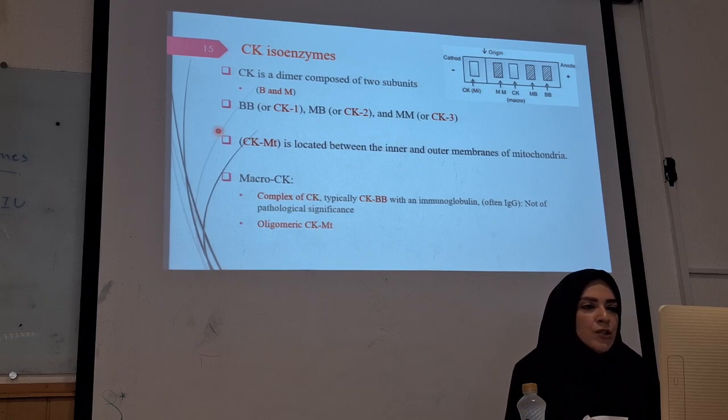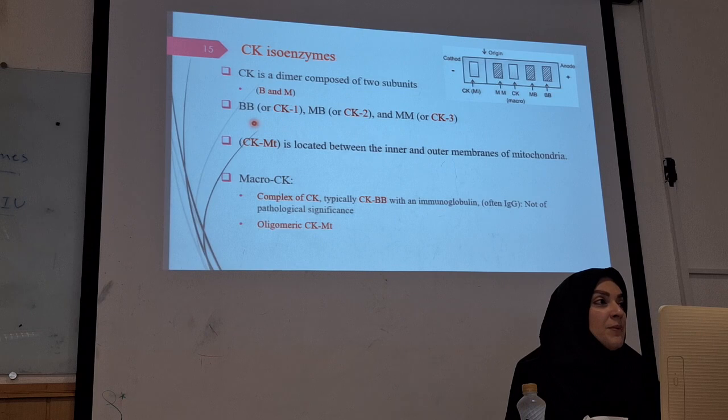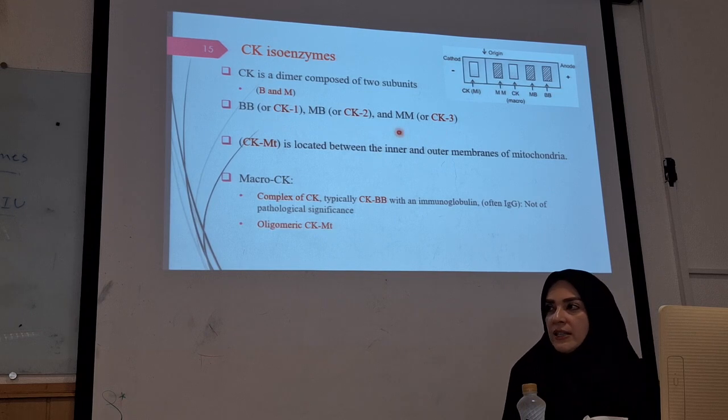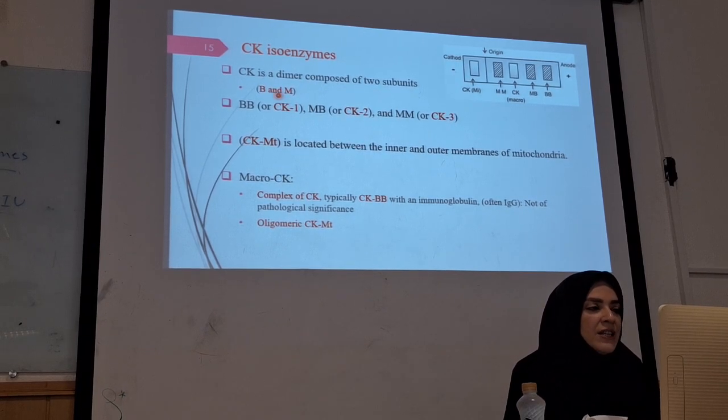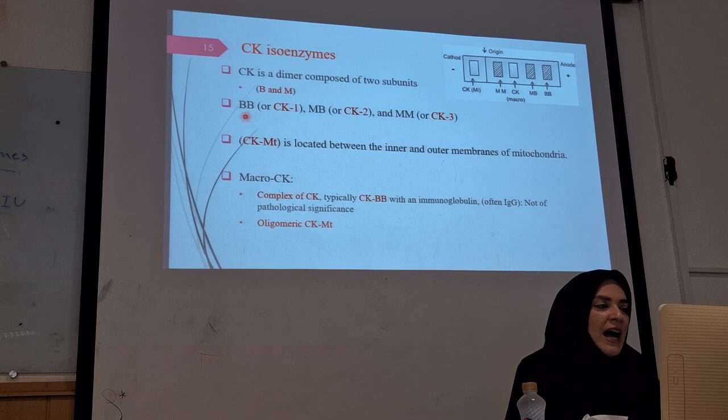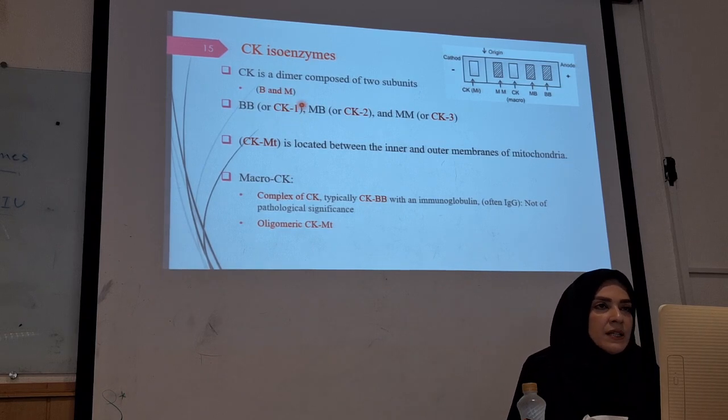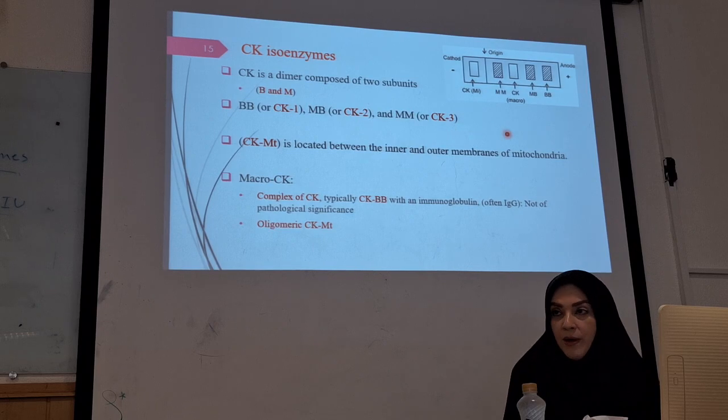About tissue distribution, in the next slide I will show. But which of them is frequently found in the brain? B, yes. Which of them is frequently found in a muscle? M. Okay? So these are the different forms, so we have different combinations. If we have BB, it's known as creatine kinase 1. MB is 2 and MM is 3.